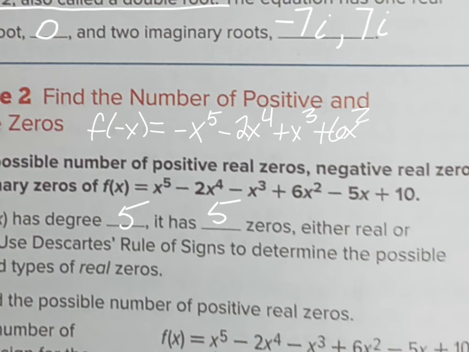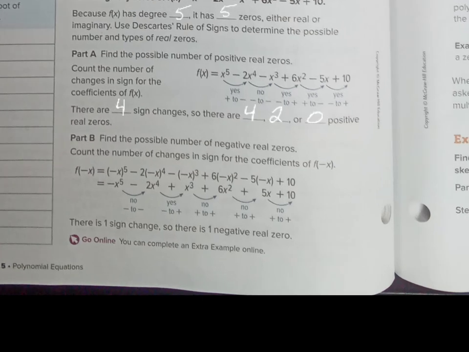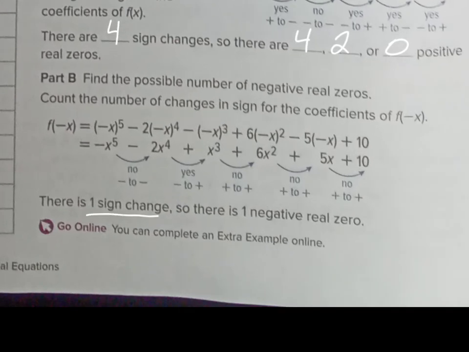plus 5x, plus because it does change, and then there's nothing to change it, so it'll do that. Is that okay? Now all we're doing is counting sign changes again. So how many sign changes on this one? 1. Since there is only one sign change, there is one negative real zero, because you should go down by 2, but you can't go below 0. Is that okay?